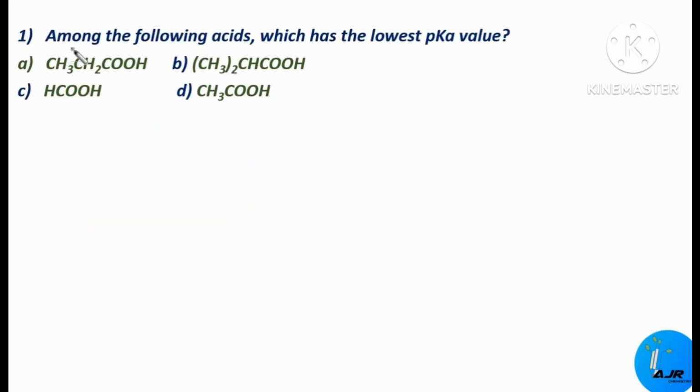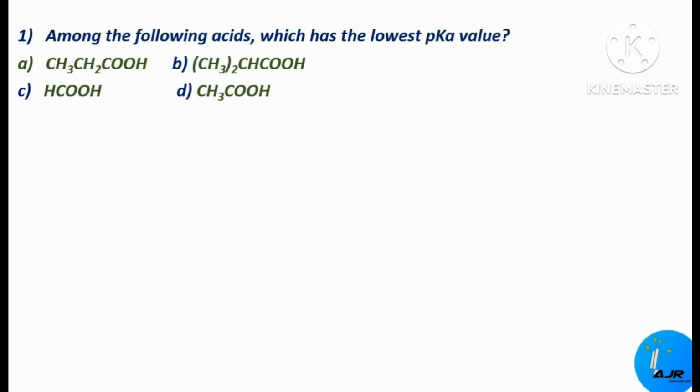Let us see the first question now. Among the following acids, which has the lowest pKa value? Okay, so we are having some options here, right? And we are supposed to find out which acid is having the lowest pKa value. For that, first we should know what a pKa value is. See, it is a number that describes the acidity of a particular molecule.